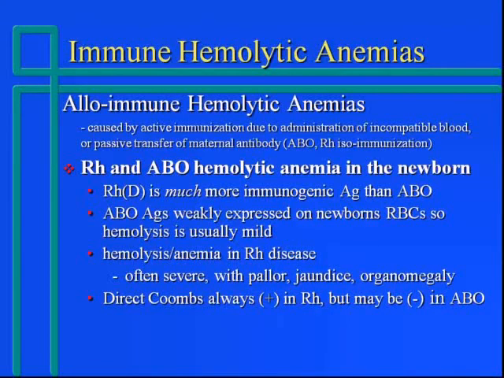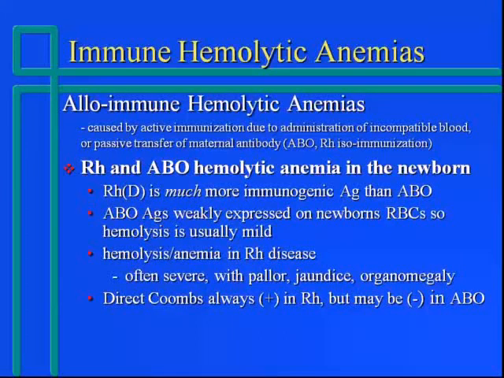There are also alloimmune hemolytic anemias. These are related to active immunization from administration of incompatible blood or by passive transfer of maternal antibody, such as seen in ABO or Rh isoimmunization. So these are conditions we see in the newborn, Rh disease or ABO incompatibility.